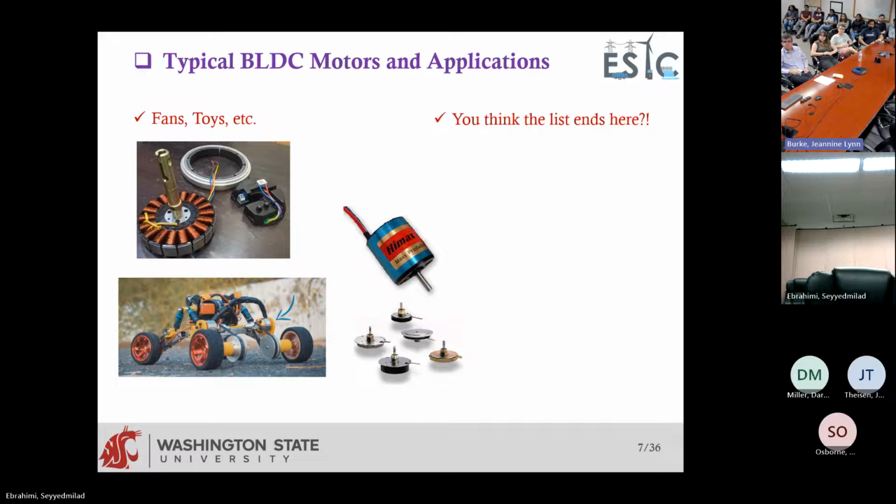They can be as small as the tip of your finger or as big as several kilowatts of power. So don't miss out on this. There are lots of applications where BLDC motors are used, and it's good to have knowledge of BLDC motors and their applications.